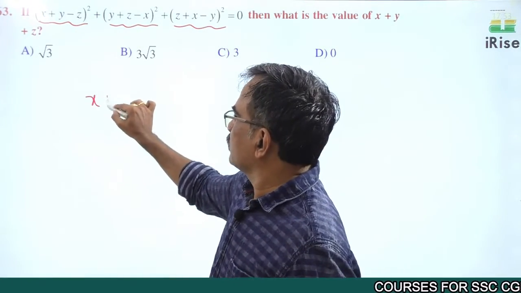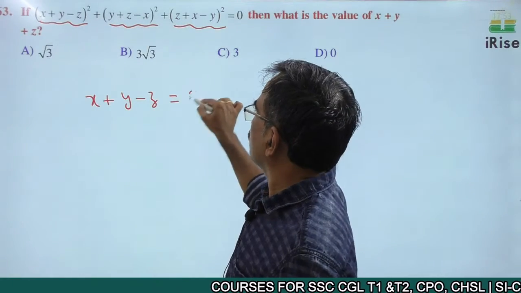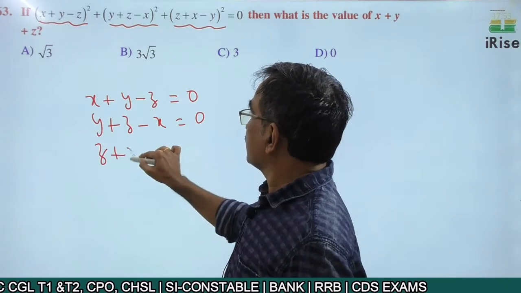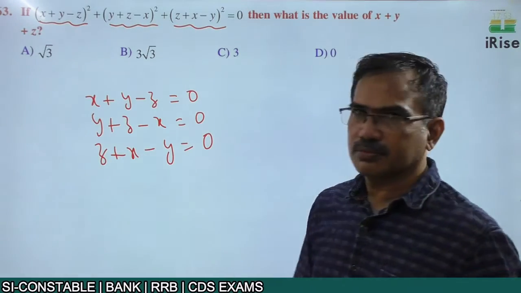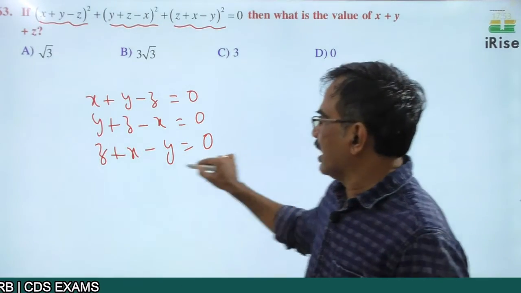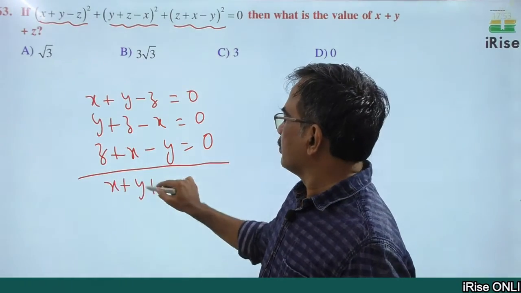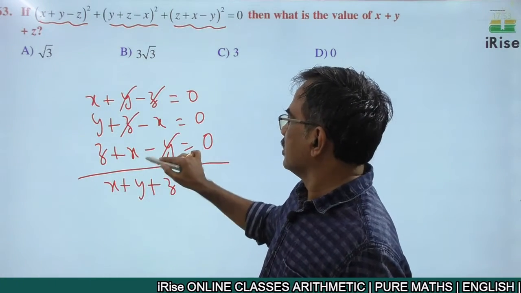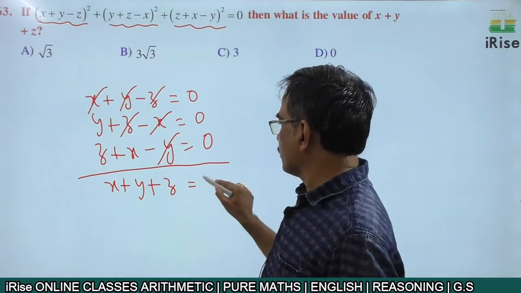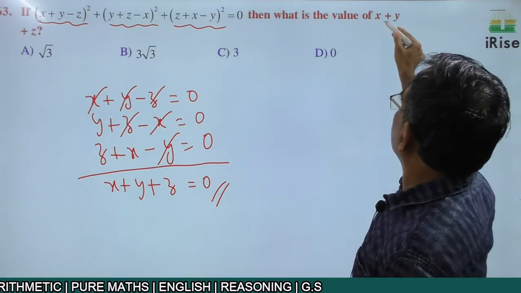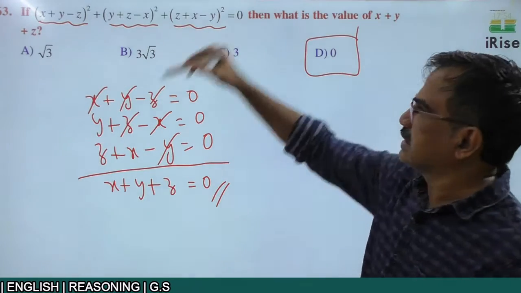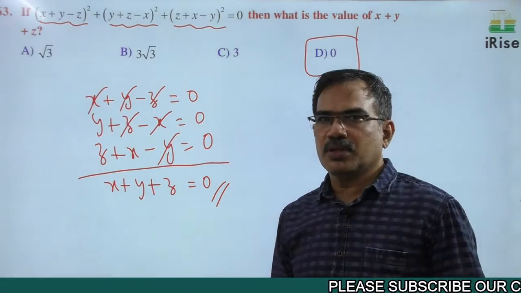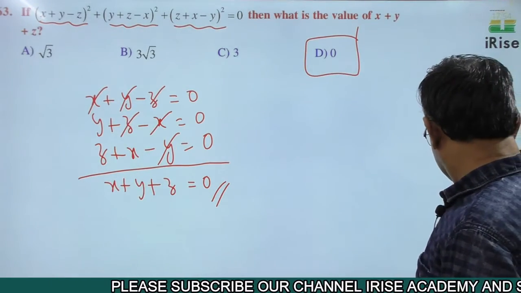So therefore from this we say that x plus y minus z is equal to 0. Similarly y plus z minus x is equal to 0. z plus x minus y is also equal to 0. Then if you add all these, we get x plus y plus z is equal to, here minus z plus z cancel, minus y plus y cancel, minus x plus x cancel, x plus y plus z is 0. So the value of x plus y plus z is 0 here. It's a very simple question. Okay.